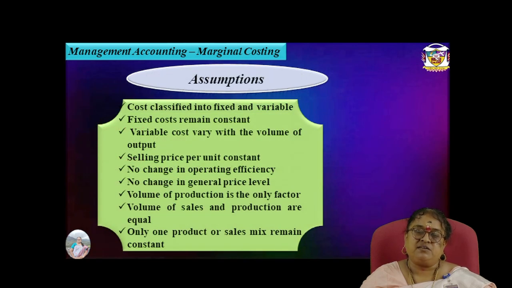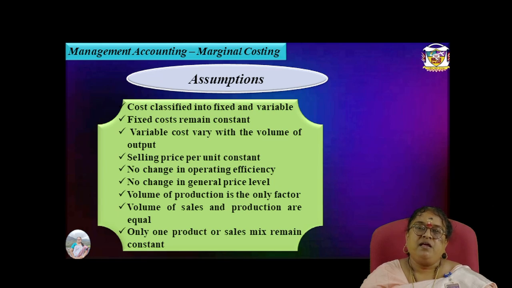Then assumptions. We are considering some assumptions. Already in marginal costing, we are classifying the cost into fixed and variable, right? Then the second assumption is that fixed costs remain constant. For example, if we pay rent for the building, the same amount is paid every month. So we have to assume that fixed costs are constant. At the same time, the variable costs vary with the volume of output.